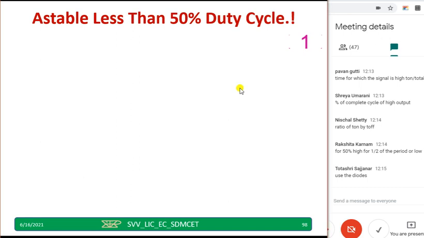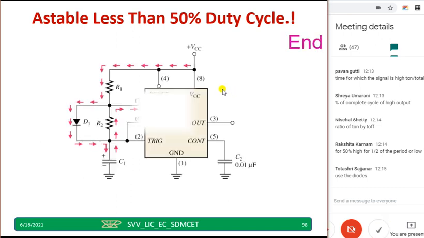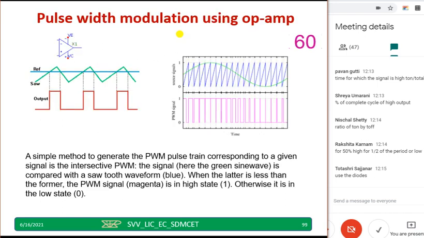Very good. Totashri is giving the answer. Very good, Totashri. We use a diode. It was already told to you. When the diode conducts, only R1 will come into the picture. When discharging, R2 will come into the picture. If you take R1 equal to R2, you will get a square wave. This has already been discussed in the class. Very good, at least we have 1 or 2 students who are remembering.